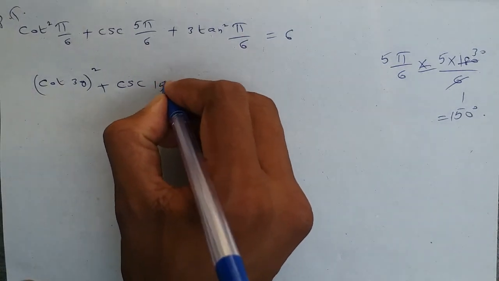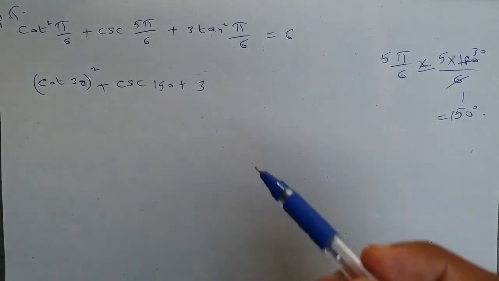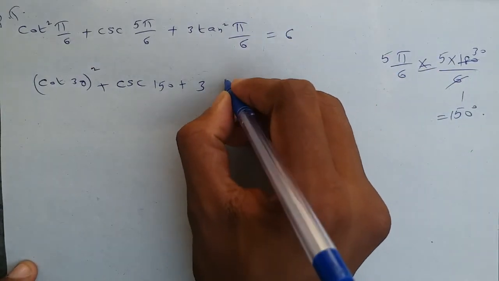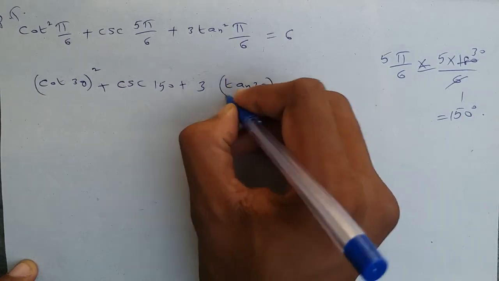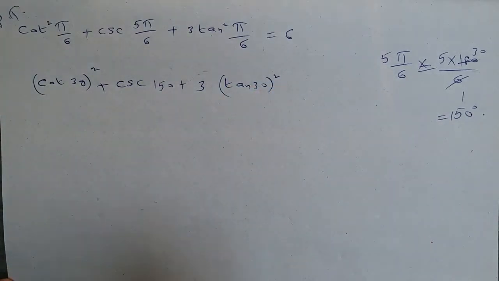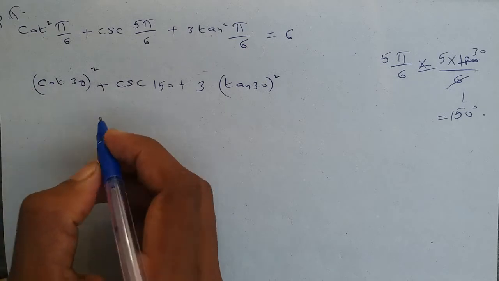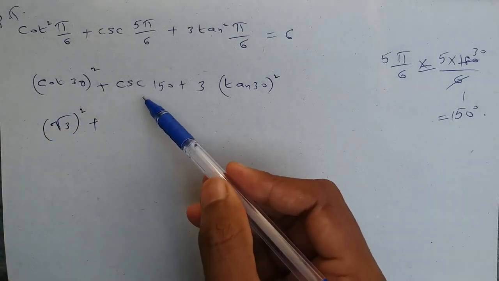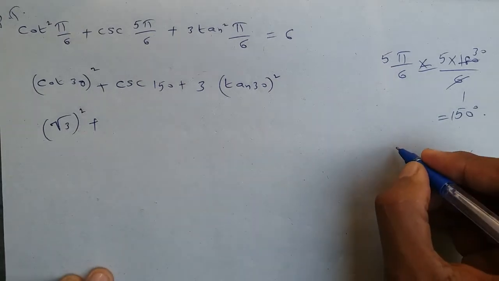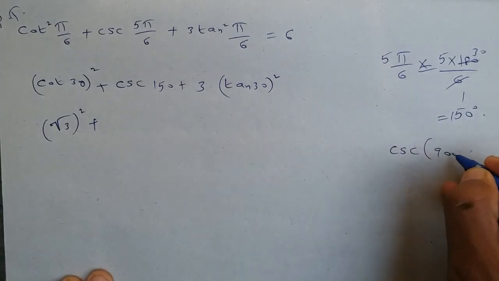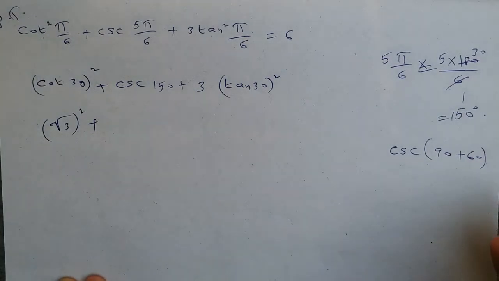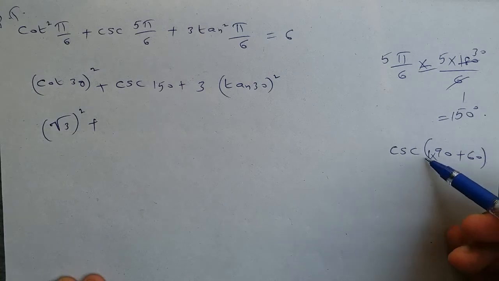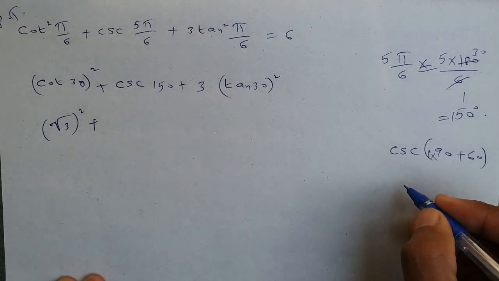So cosec 150 plus 3 into, in the place of π 180, 180 by 6 is 30, so 3 into tan² 30. Now what is the value of cot 30? (√3) whole square plus, let us find the value of cosec 150. This cosec 150 I will write as 90 plus 60. Now 90 is nothing but 1 into 90, so obviously this cosec will change to sec.